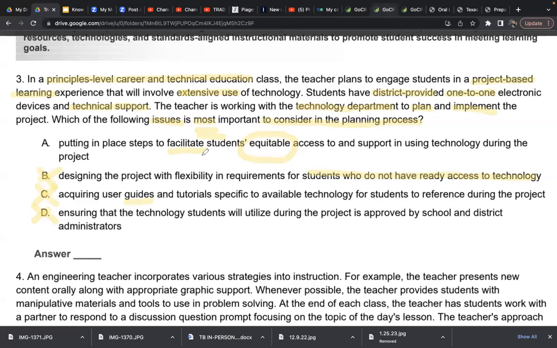So making sure that we have steps in place to facilitate equitable access, like maybe a sign-up sheet, maybe a Google Drive login list, and then the support person gets to you, so that everyone has the steps in place that they can use to access that support. Well done, guys.